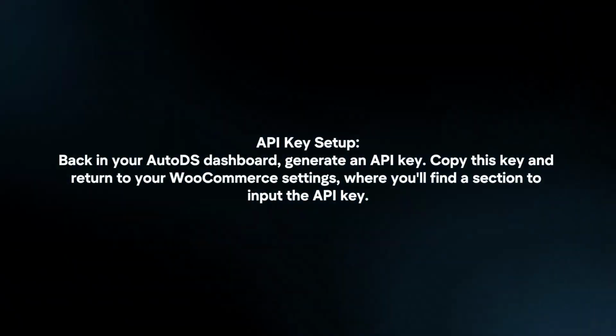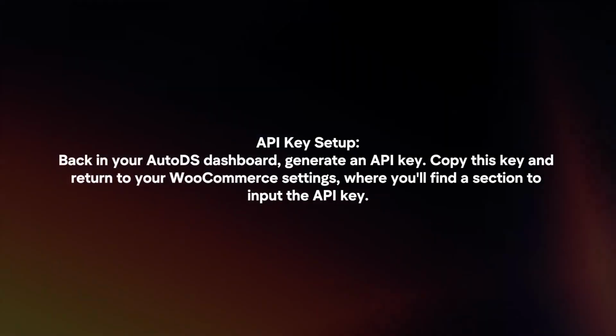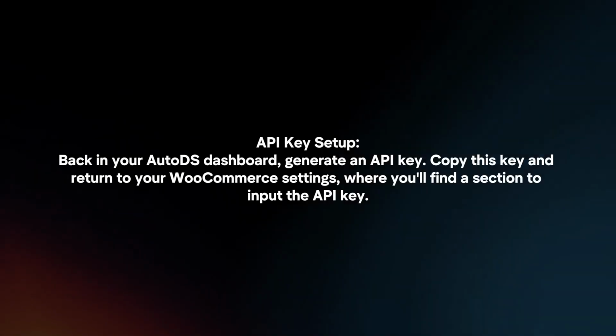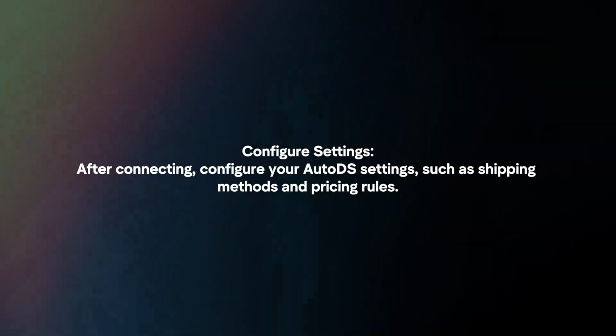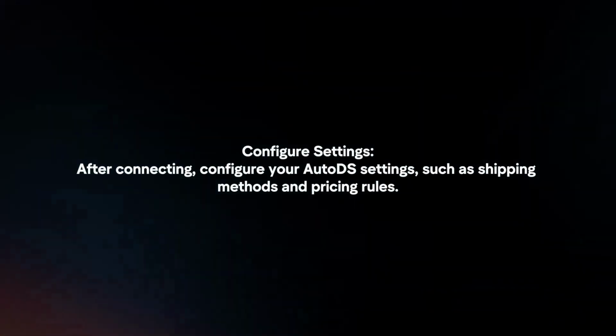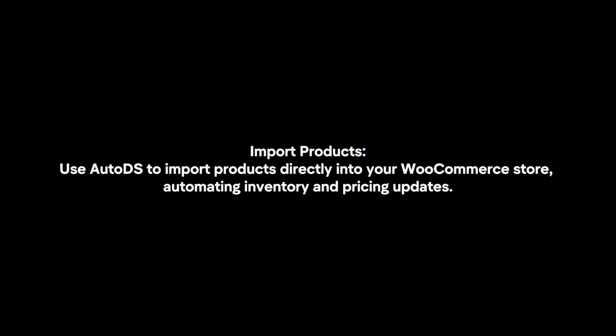API key setup. Back in your AutoDS dashboard, generate an API key. Copy this key and return to your WooCommerce settings, where you will find a section to input the API key. Configure settings. After connecting, configure your AutoDS settings, such as shipping methods and pricing rules. Import products. Use AutoDS to import products directly into your WooCommerce store, automating inventory and pricing updates.